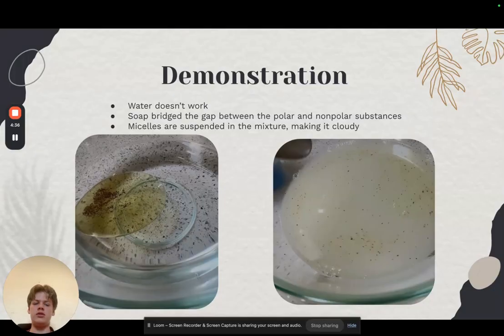However, once I added soap to the mixture, soap's amphiphilic structure can bridge the polarity difference between oil and water, and so it holds the oil and the dirt inside of the micelles. Rather than sticking to the surface, those micelles are now floating around in the water, which explains why the second image there is cloudy.